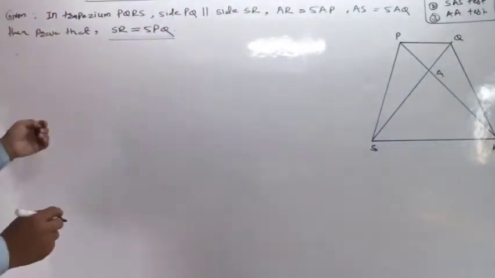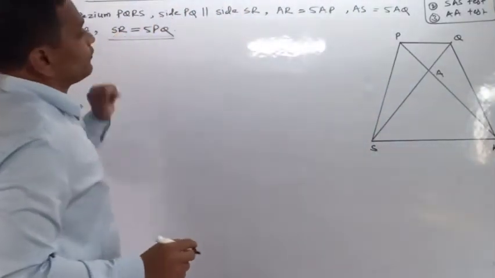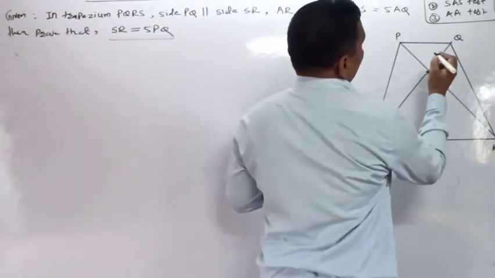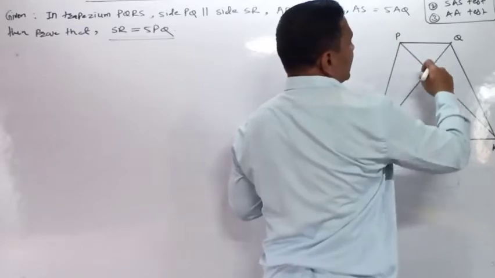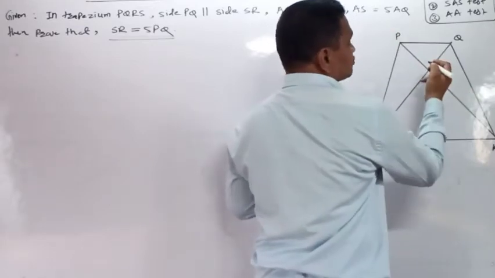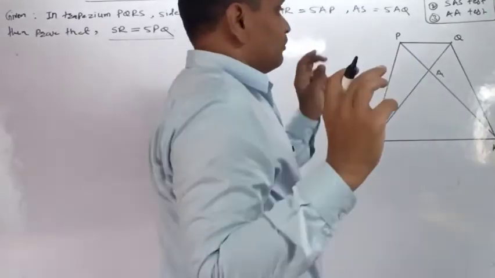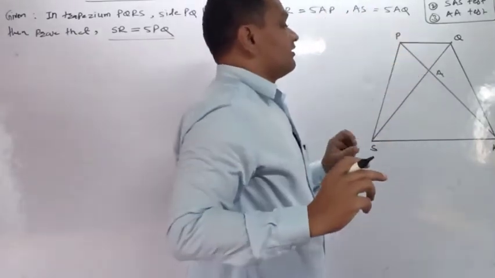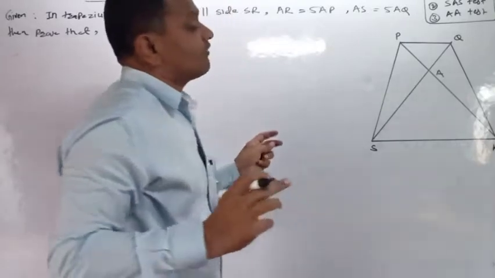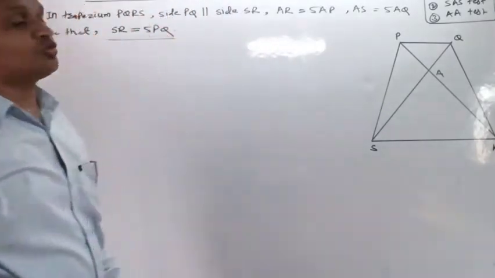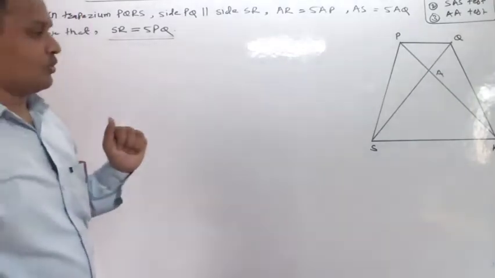Now, to prove that SR is equal to 5 PQ, we must show that these two triangles, triangle PAQ and triangle SAR, are similar. By proving these two triangles are similar, we get the ratio of corresponding sides of the two triangles, and then we can show that SR is equal to 5 PQ.